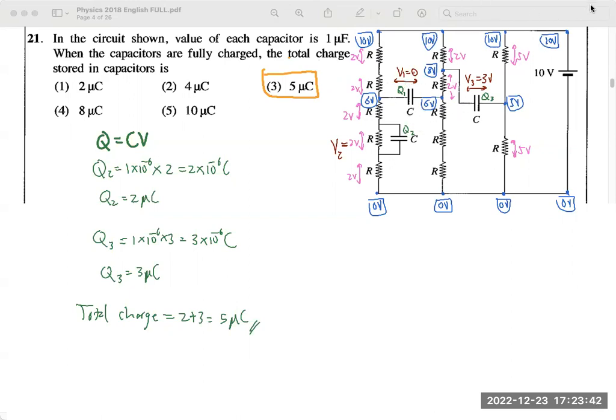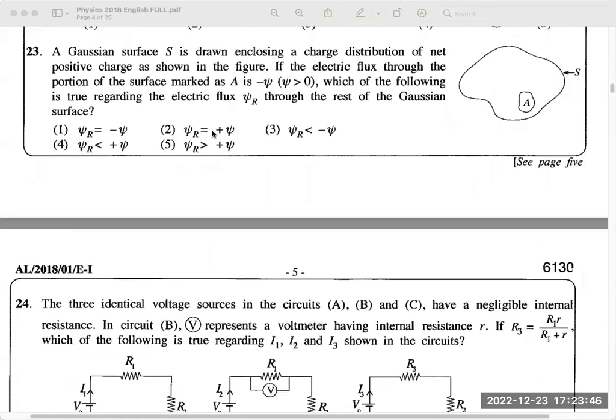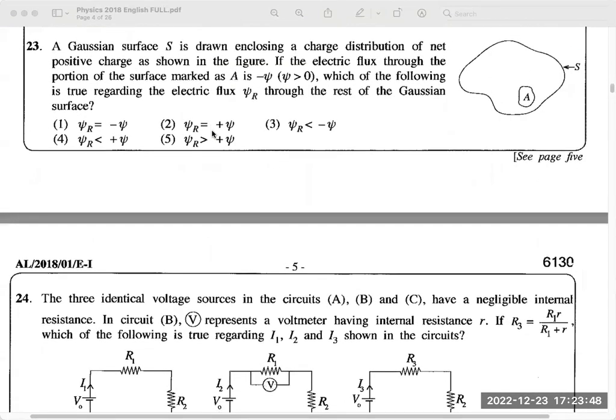Then we'll move on to the next one. What is the next question? Next one is this one, 23rd one. 23rd one. Sorry.